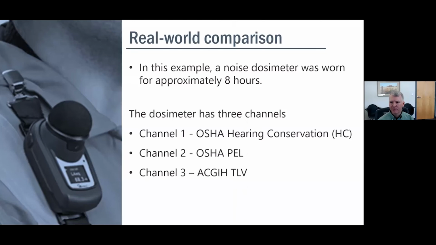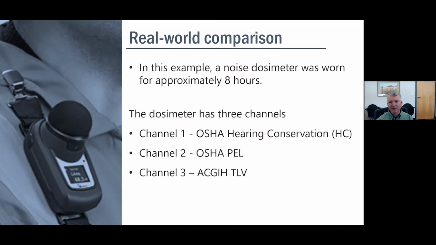So here's a real world comparison. We'll look at some data. This noise dosimeter has 3 channels, and as I said, noise dosimeters have one microphone, but they have these different channels that they integrate and report information based on. Typically they come from the factory set this way: the hearing conservation standard settings, the original noise standard with the 90 decibel threshold, and then ACGIH. So most any dosimeter you get nowadays will have these 3 channels.